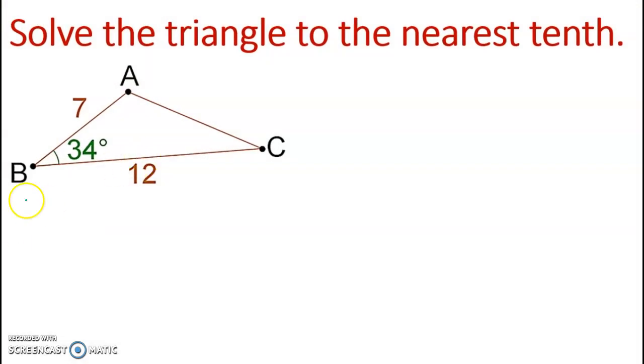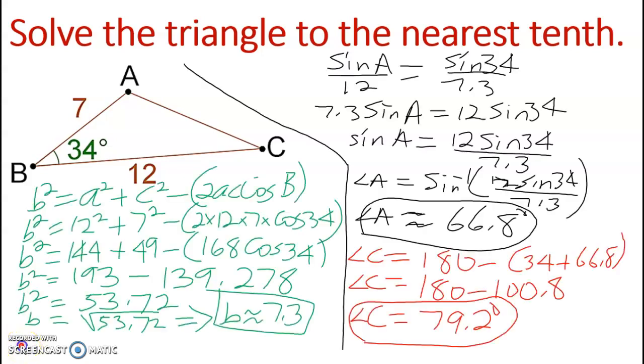Okay. Now to solve this kind, where you have side, angle, side, you know at least one of the angles, you use the same approach. But it's helpful to find side B first. After you find one side and one angle, then you can use the law of sines. That saves you tons of time. Okay, pause the video and try to do this on your own first. So here you can check your answer.